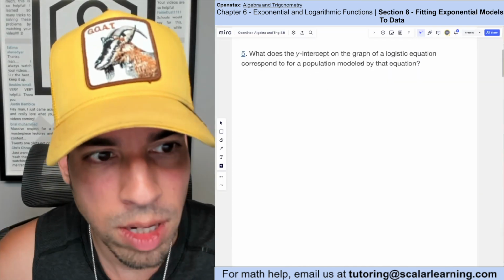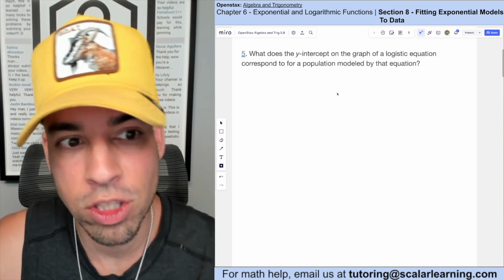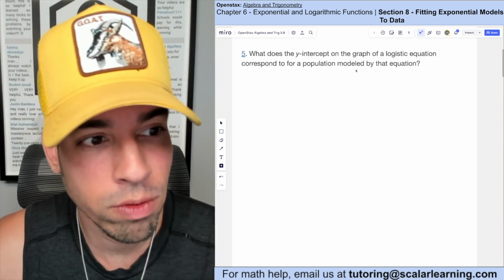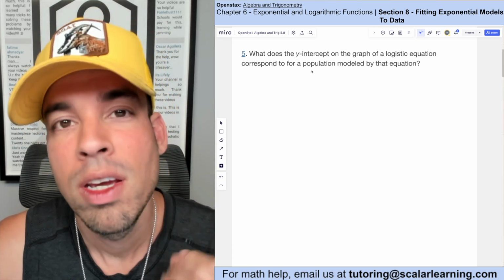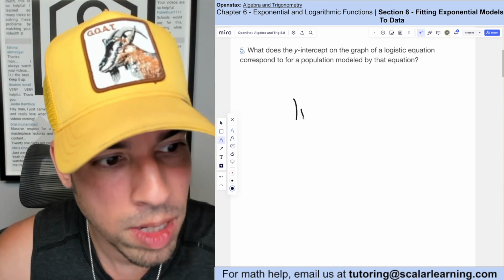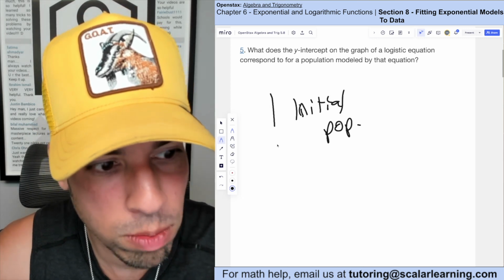What does the y-intercept on the graph of a logistic equation correspond to for a population modeled by that equation? So it's kind of like the y-intercept in general. It's always our initial value. So if we're talking about population, it would be the population at, quote unquote, time 0, whenever that might be. So bottom line is it's the initial population, boom, done.